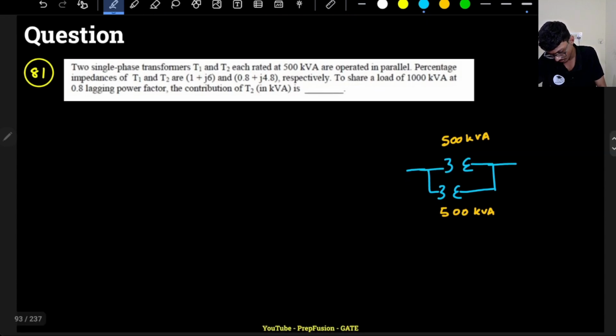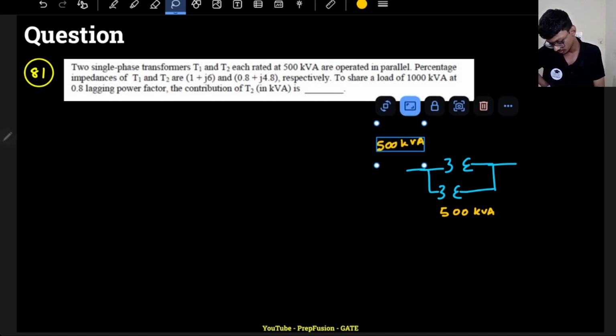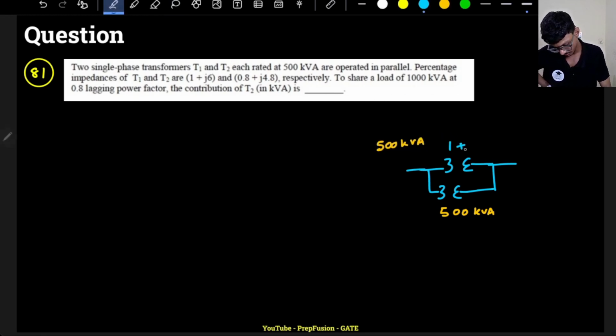So the percentage impedance of T1 and T2 are 1 plus j6 and 0.8 plus j4.8 respectively. Basically they are talking about per unit impedance. Yes, percentage impedance means per unit impedance only. So here the per unit impedance is 1 plus j6.